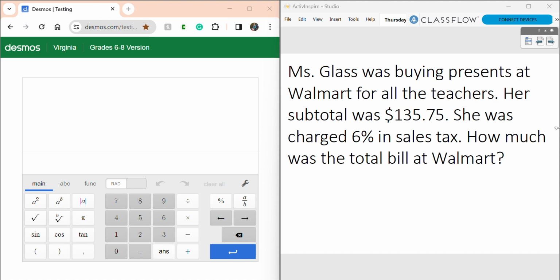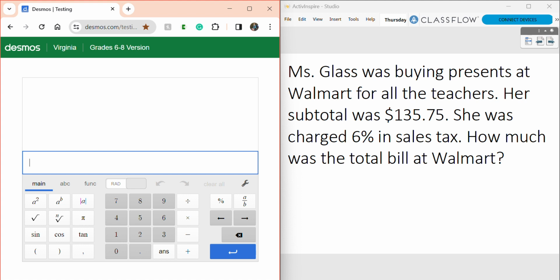First question says, Ms. Glass was buying presents at Walmart for all the teachers. Her subtotal was $135.75. She was charged 6% in sales tax. How much was the total bill at Walmart?